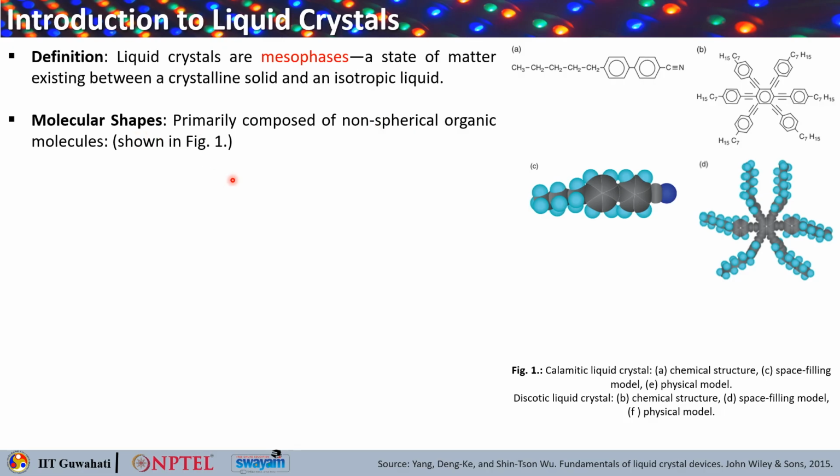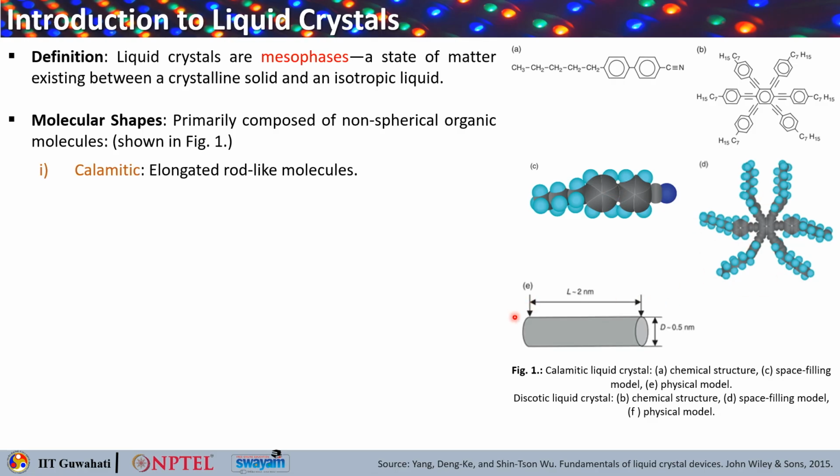So, what are the molecular shapes? Primarily they are composed of non-spherical organic molecules. You can see two types of molecules shown here. These are basically the chemical structures. The first one is for the calamitic liquid crystal, this one is for the discotic liquid crystal, and these are basically the space filling models. This is how typically they will look. If you think of a physical model, for calamitic you can assume an elongated rod-like molecule, and for discotic it is basically a flat disc-like molecule.